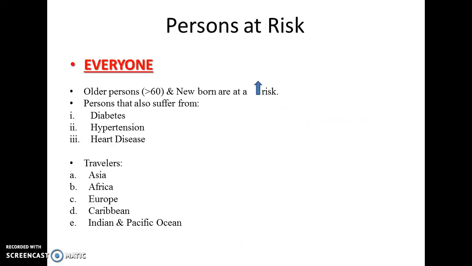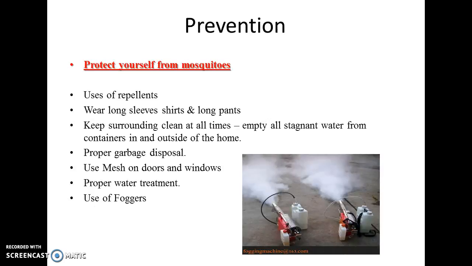Persons at risk: everyone is at risk. Persons 60 and older, and newborns, are at very high risk. Persons who suffer from diabetes, hypertension, and heart disease are also at high risk. Also persons who travel from Asia, Africa, Europe, the Caribbean, and the Indian and Pacific Oceans, as I said, places that are infested with the disease.